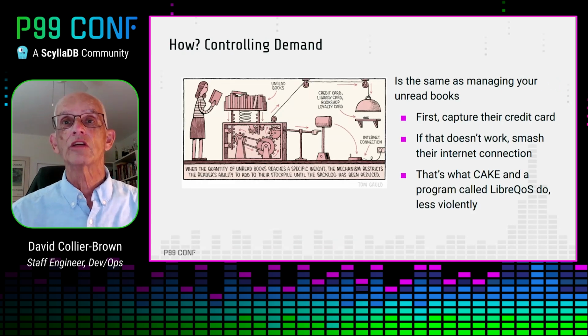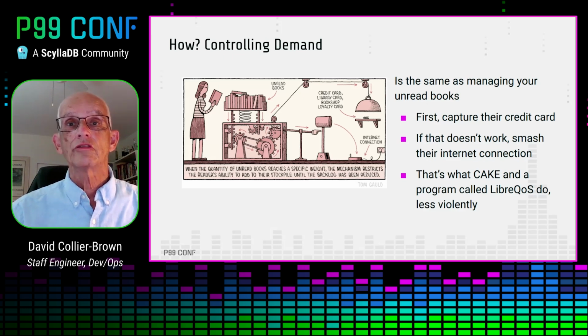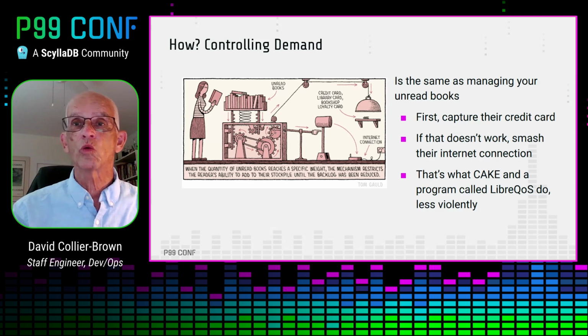What do you do about it? You defend the control demand. People will try to cheat the algorithm and get more bandwidth. This is the same as managing your unread books. The picture is effectively what TCP does. If clamping down on the reader's credit card doesn't work, we can always hit the router with a hammer.